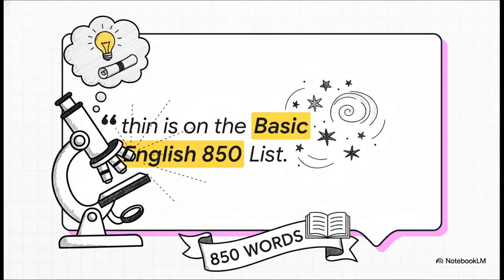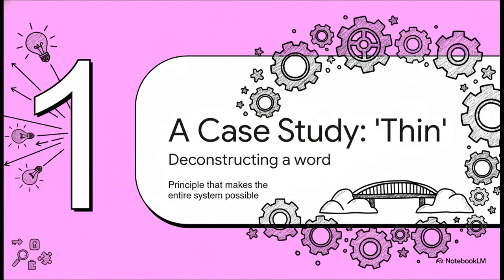Well, the secret isn't really about the number of words. It's about how powerful and flexible each one is. And to show you what I mean, we're going to put just one of those 850 words under the microscope. We're going to look at the word thin. It's right there on the Basic English list, and it's a perfect example. So let's really break down this one word, thin, because by seeing all the different jobs this single, simple word can do, we'll start to get the big picture. We'll see the logic that makes this whole system tick.